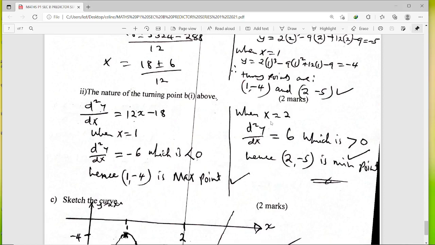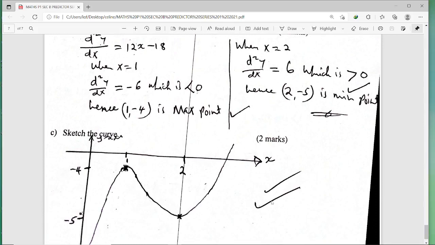We do the same, we substitute for 2, that is for (2, -5), in the second differential equation. If we substitute x as 2, 2 times 12 is 24, 24 minus 18 is 6, and 6 is greater than 0. When the second differential is greater than 0, that is a minimum point. So (2, -5) is a minimum point.